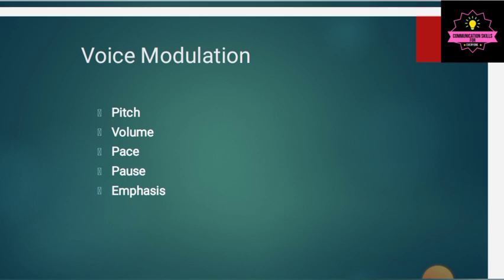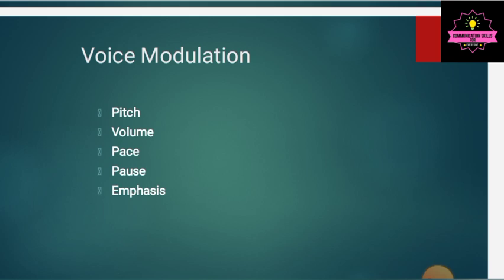Volume. Adjust your volume to suit the room size and audience. If the audience number is more, you have to raise your volume. If the number is less, then you can speak softer, right? That's louder volume for larger rooms or key points. Pace, this is controlled speed of speaking. Example, slowing down for important information, avoiding rushing or moving fast.